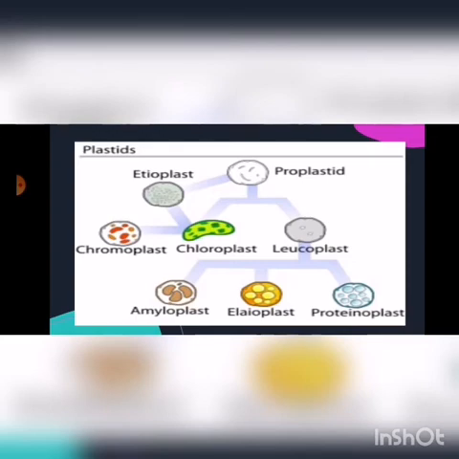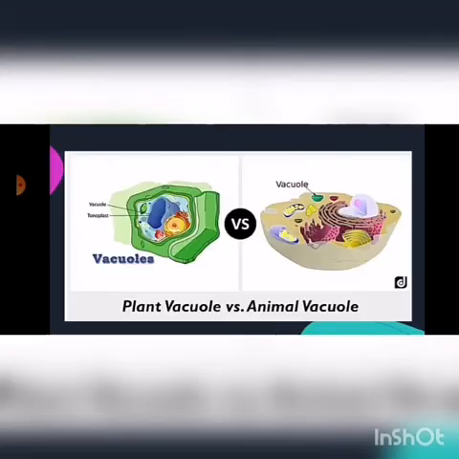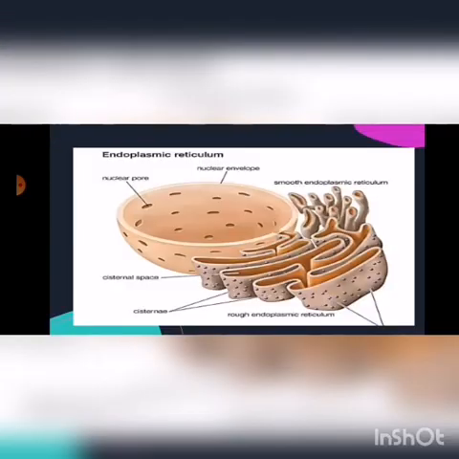Next we study about another one, endoplasmic reticulum. Endoplasmic reticulum has two varieties. The first one is rough endoplasmic reticulum, or RER. It is important for the synthesis and packaging of proteins. Next one, smooth endoplasmic reticulum, SER. It acts as a storage organelle. It also helps in lipid or fat synthesis.